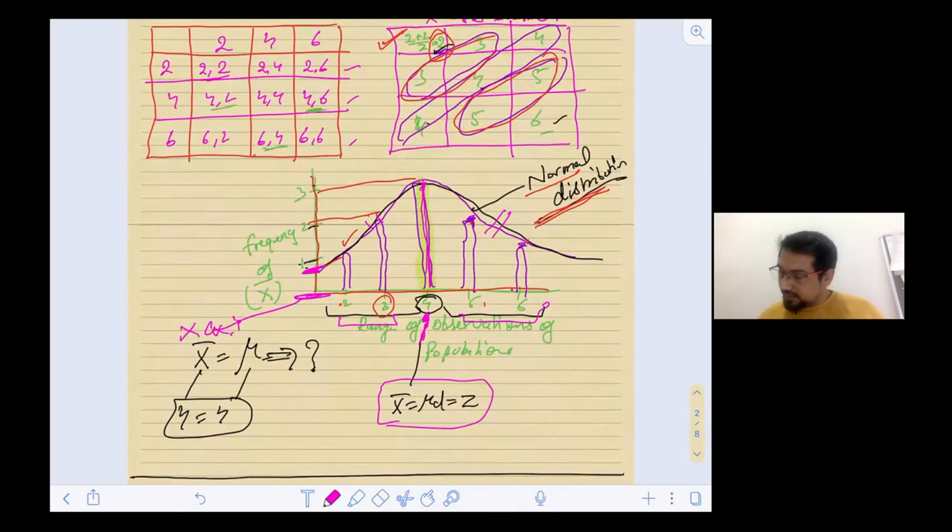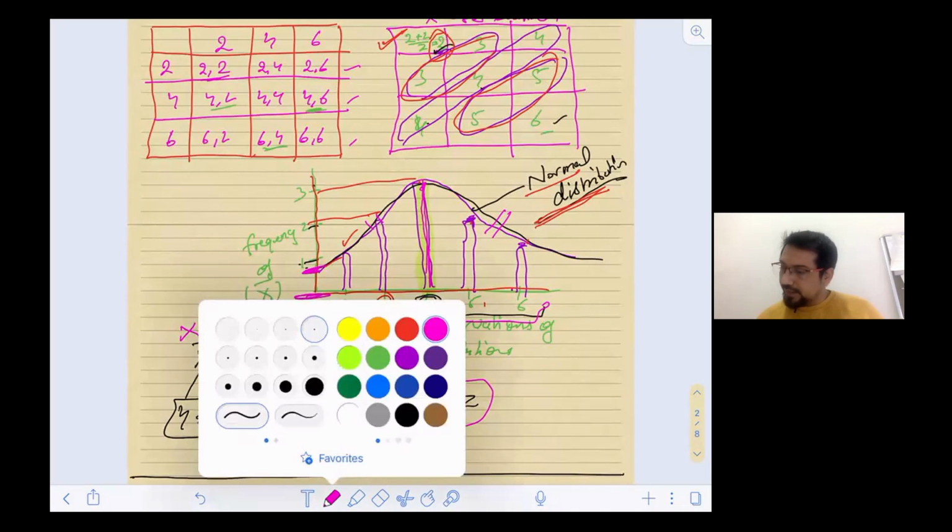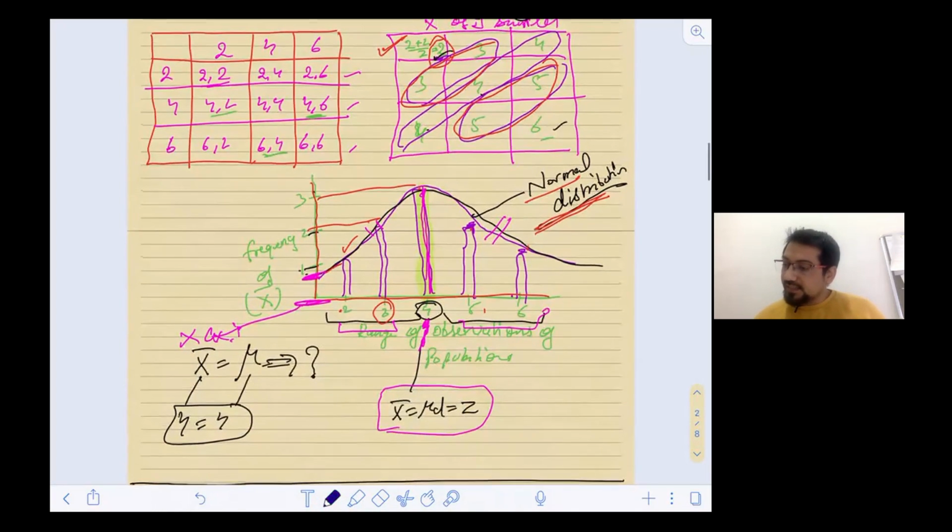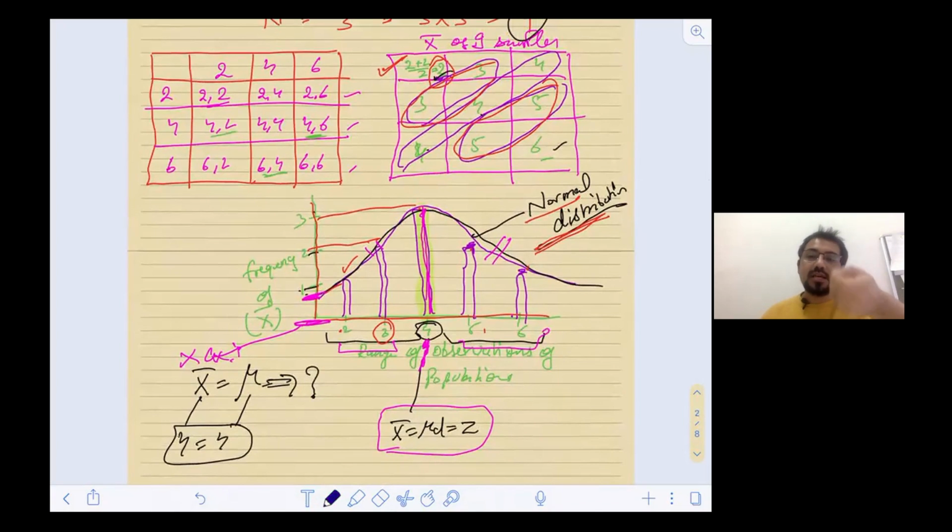Let me take a different color. Here, because at least any sample that you are selecting, or any probable distribution that you are likely to see, has at least one occurrence. For example, two, at least one occurrence. So this is frequency one. So all curves will start from here. Let's say here is the one. So all curves start from here.